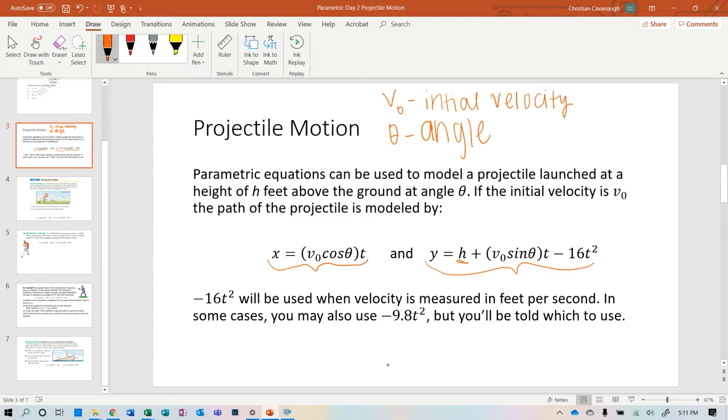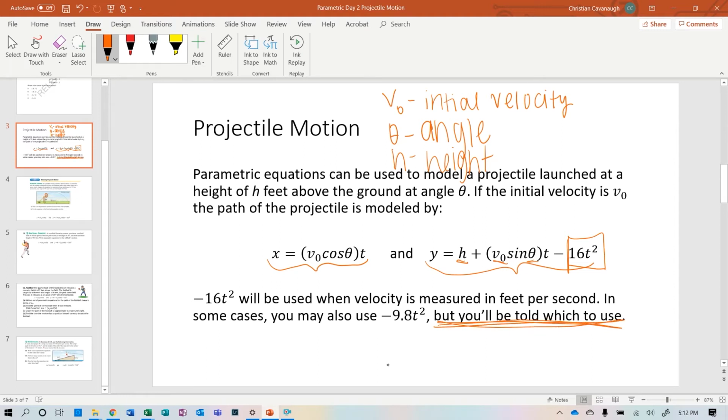H in the y equation is going to represent the height that the object was either hit from, thrown from, whatever is used there. And then you've just got that initial velocity and angle again in the v sub 0 and sine theta. And then the minus 16t squared, the t is still going to represent time. That 16 is actually just going to be a constant that's used for gravity. But that is not something that we need to be worried about now. You will be told the equation to use.